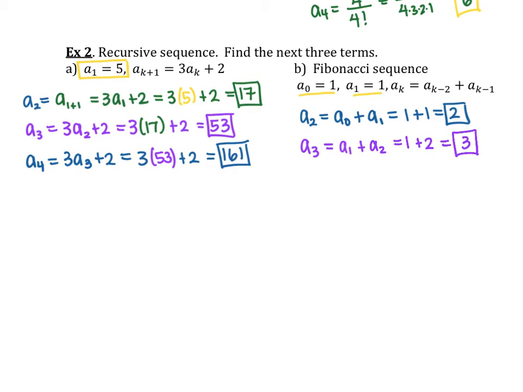Now for the fourth term, 4 minus 2 means A2, and 4 minus 1 means A3. So I'm adding the 2 previous terms. For A2, I got 2. For A3, I got 3, which equals 5. And if I wanted the next term, I could add up the previous. If I wanted A5, I could do A4 plus A3. That's a recursive sequence because it defines the next term based on the previous term or terms.